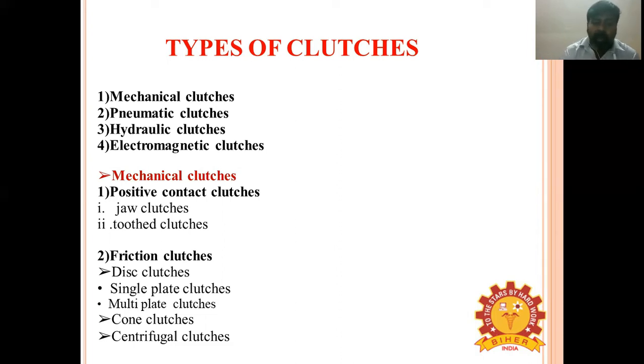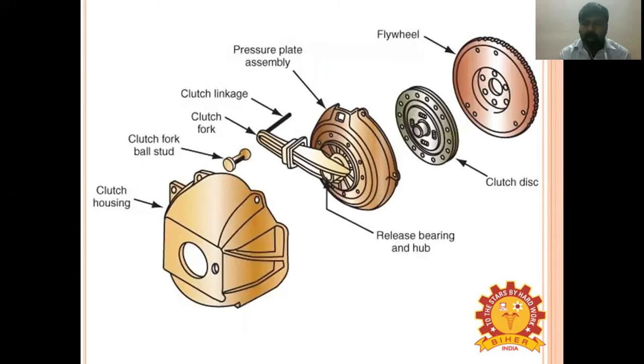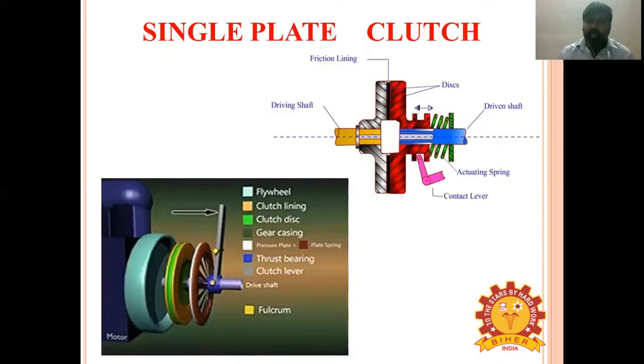The disc or plate clutch is again classified into two types: one is a single plate clutch and the other is a multi-plate clutch. Let me recall what is in the single plate clutch. This is the clutch plate, actually, the flywheel, this is the clutch housing, clutch plate, right? The pressure plate is there. And this is a single plate clutch. This type of clutch is mostly used in motor vehicles, right?